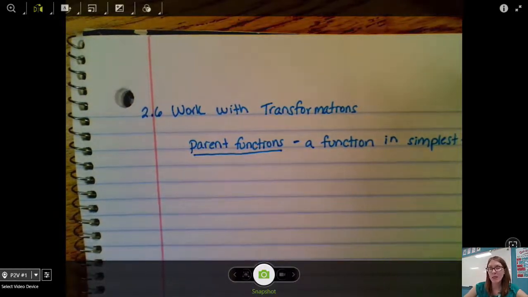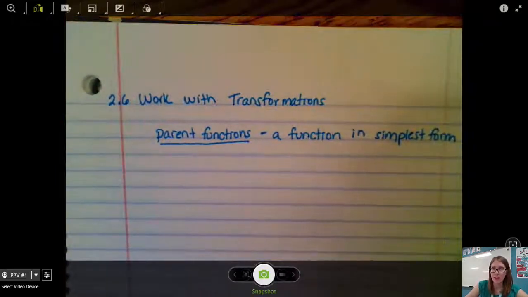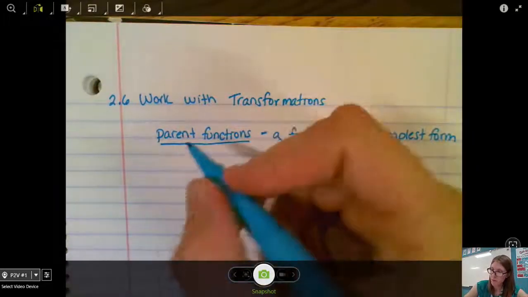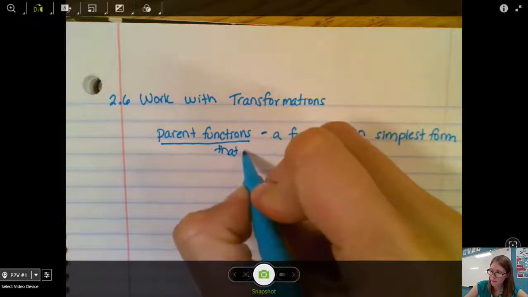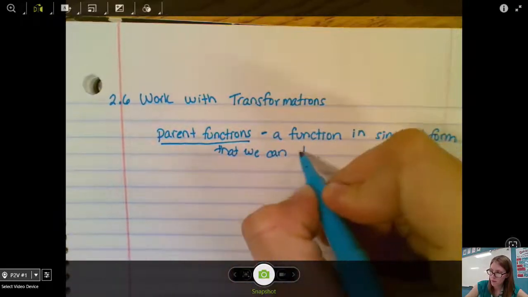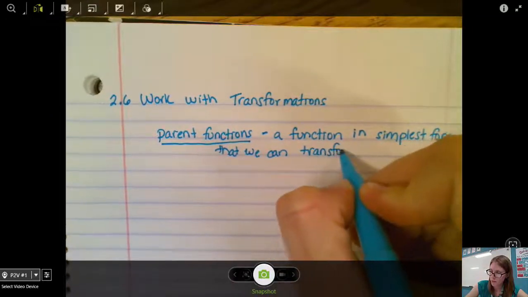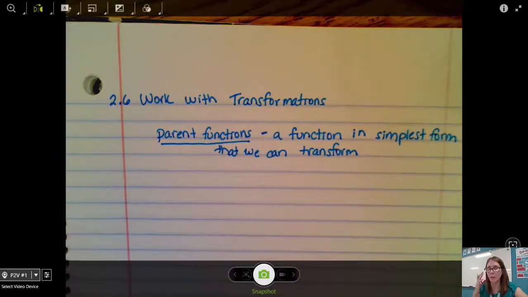We can then take those parent functions and transform them using some of our transformations we've talked about. Translations, reflections, and stretches and compressions. So those are our three main transformations we're going to focus on. We also have three main parent functions we're going to work with for now. And throughout this year, we're going to add some more types of functions that we can also transform.